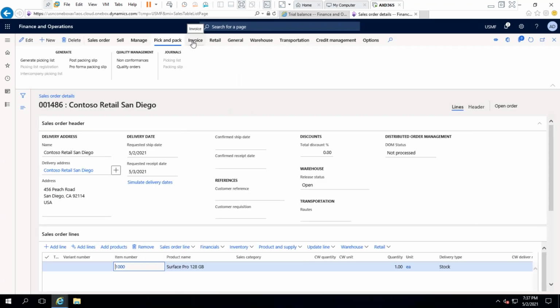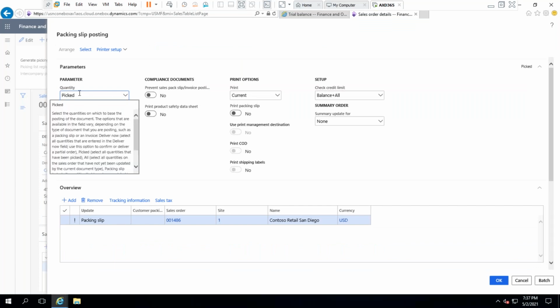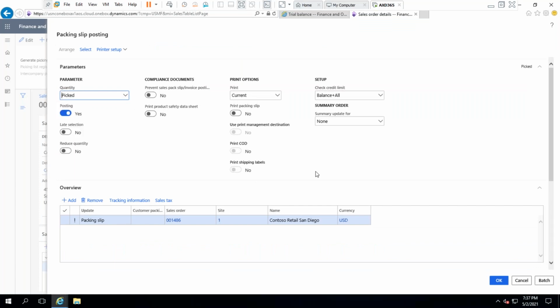So here, if I'm doing the packing slip, suppose I have selected picked quantity. I have explained what picked is and what the packing slip is. But I selected all there, and it's not picked because I saw this error message. In that case, if you don't have inventory in that warehouse, you need to verify the on-hand inventory.